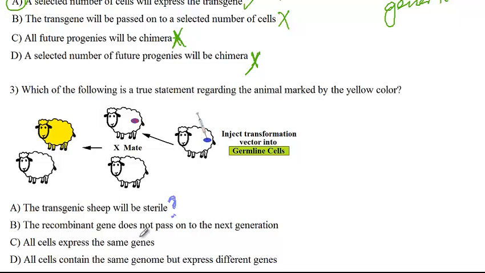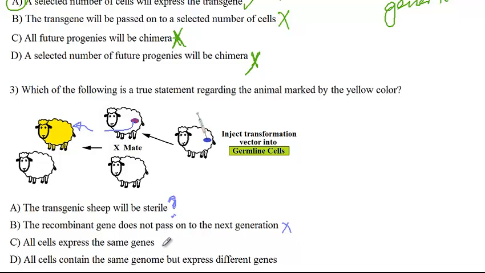The recombinant gene does not pass on to the next generation. Well, it depends. If this animal has already picked it up, like from the germline cells, then all the cells are affected, including the germline cells, and it does pass on to the next generation. So again, this cannot be correct, because if the gene has already been picked up, it will be transferred to the next generation.